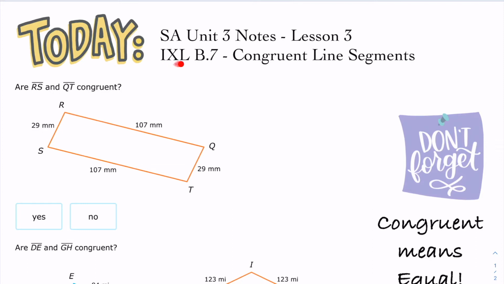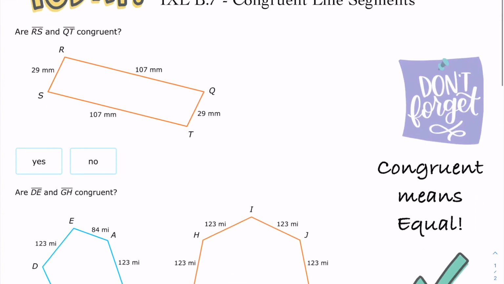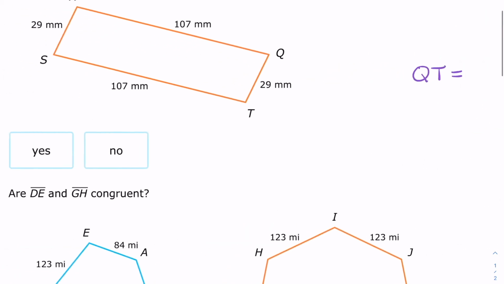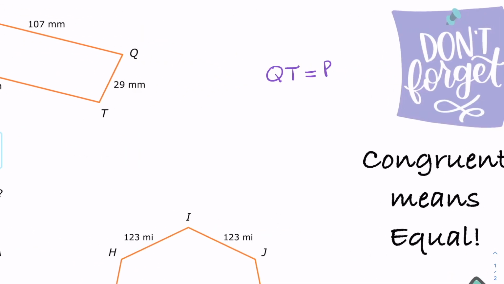This is IXL B7. Congruent means equal. So what that means is, let's say segment QT was equal to segment RS. Well, that means that segment QT is also congruent to segment RS.